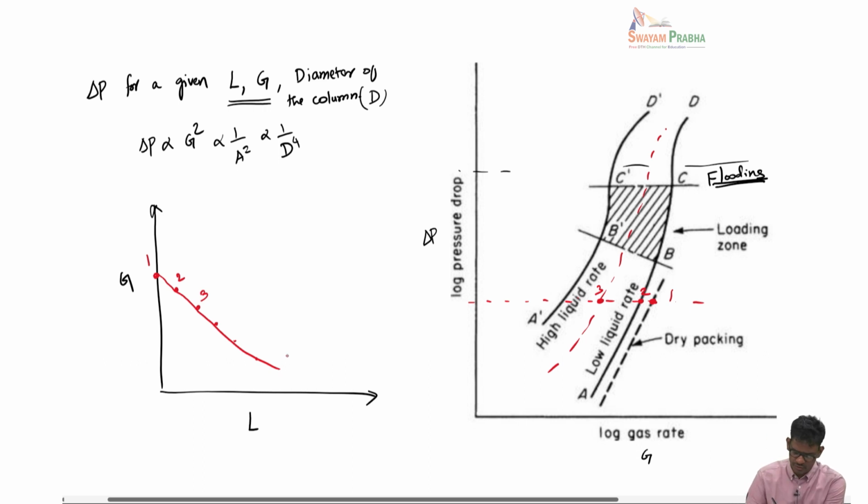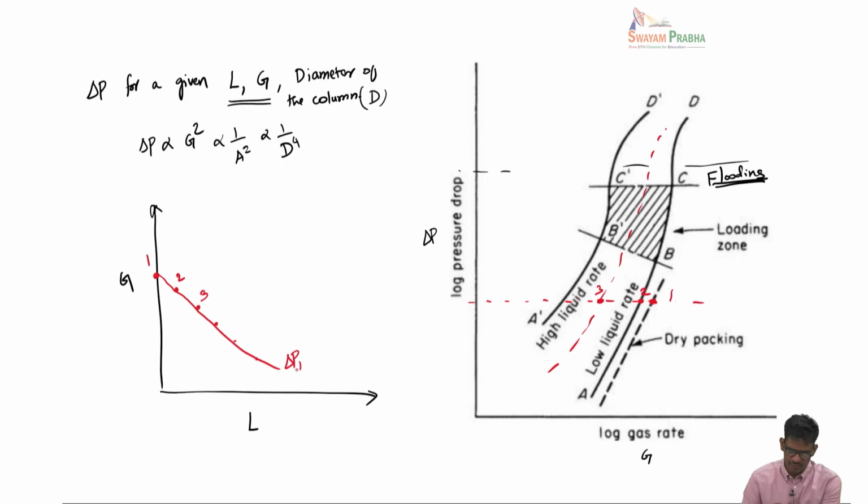This corresponds to a particular delta P1. Same information, but plotted differently. Why is this useful? Because now if I am interested in this particular pressure drop, I have a range of gas flow rates and liquid flow rates I can choose from, so that the delta P will be constant along this line. Let's take another line.